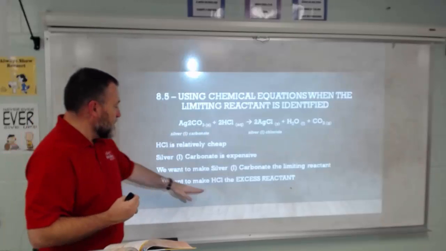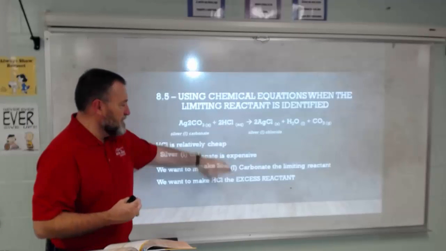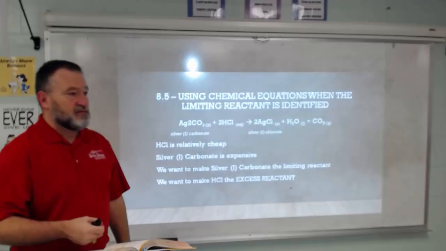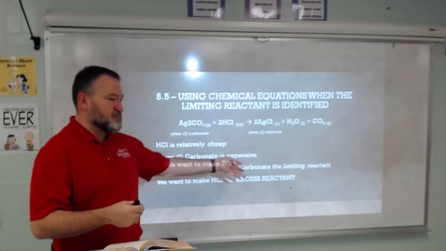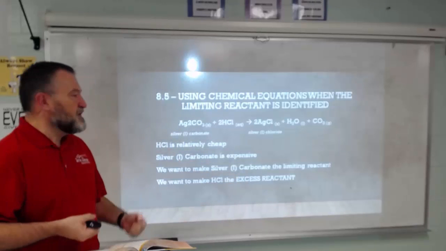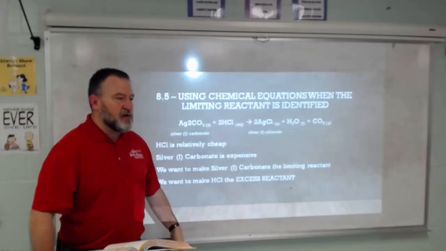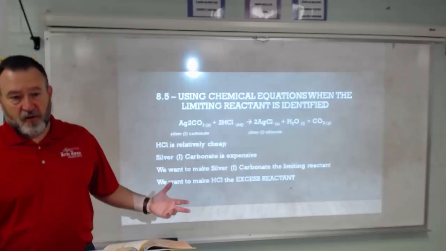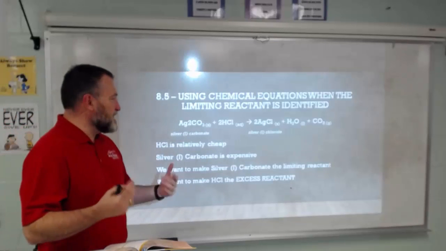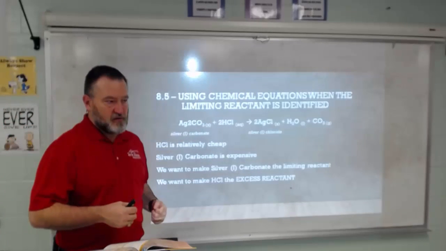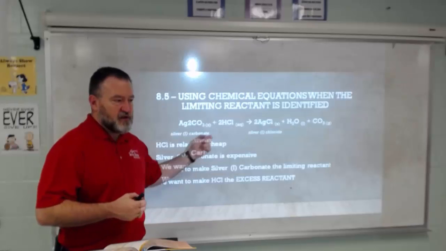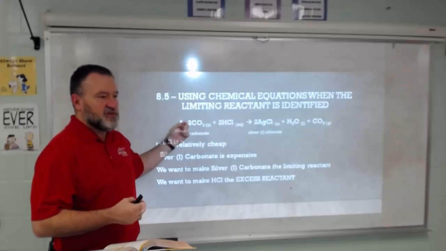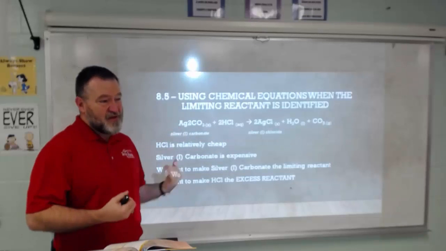And we want to make hydrochloric acid our excess reactant. It's one of the definitions in the book, the excess reactant, okay? We want to have not only just enough, we want to have way more than enough. We don't ever want the reaction to stop because we've run out of hydrochloric acid. Because if we run out of hydrochloric acid, we could very well just be flushing the precious silver down the drain because there's nothing for it to react with.